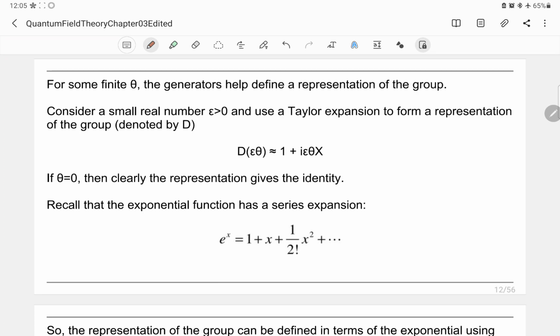For some finite theta, the generators help define the representation of the group. So if we consider a small real number epsilon greater than 0 and use a Taylor expansion to form a representation of the group denoted by D, for example, and that will just be that one. So if theta is equal to 0, then clearly the representation gives the identity.